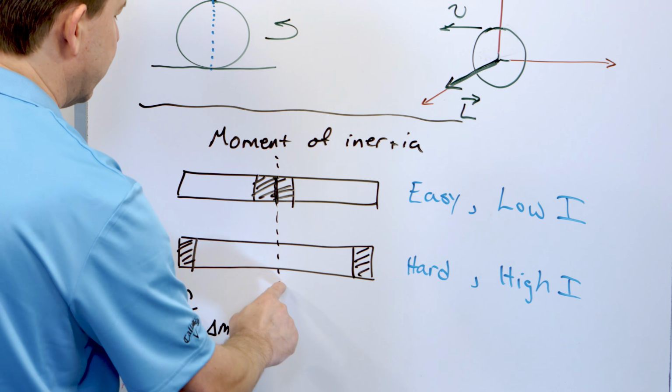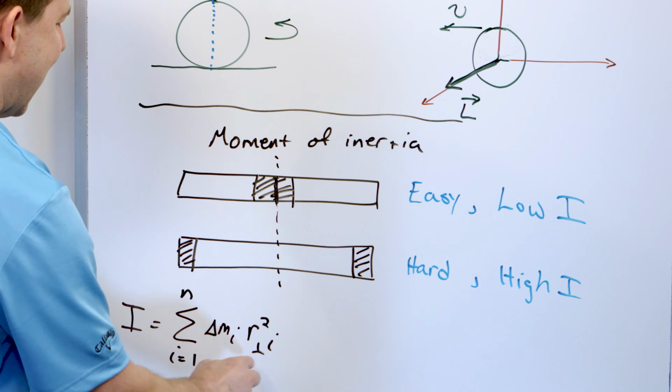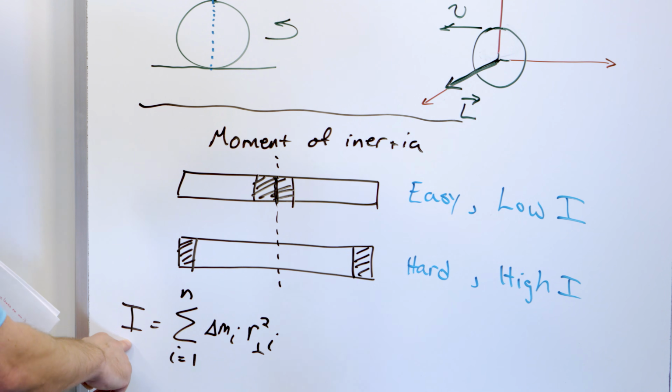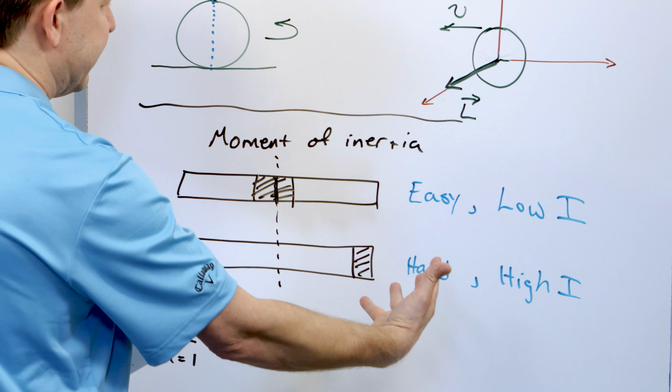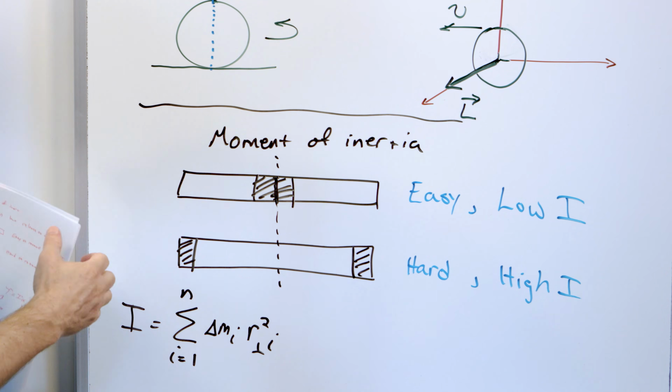So the distance to the rotation is very, very high. So when you add all this stuff, you're going to get a high moment of inertia. But notice the actual mass of the object is the same. It's just that the distribution is different, leading to a different moment of inertia.